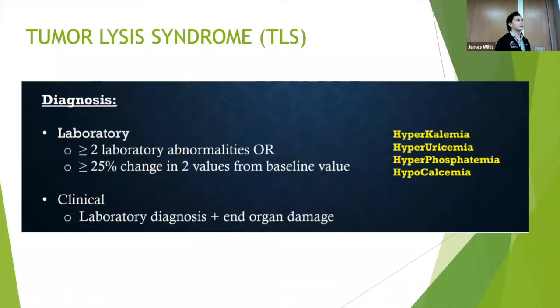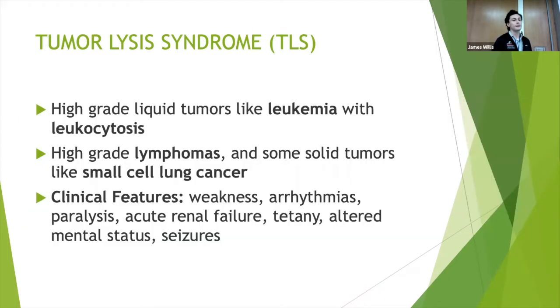The diagnosis is with those lab abnormalities, or a change in 2 of those of 25% from baseline, and then also end organ damage. Essentially you'll see TLS in high-grade liquid tumors like leukemia with leukocytosis, high-grade lymphomas, and also small cell carcinomas.